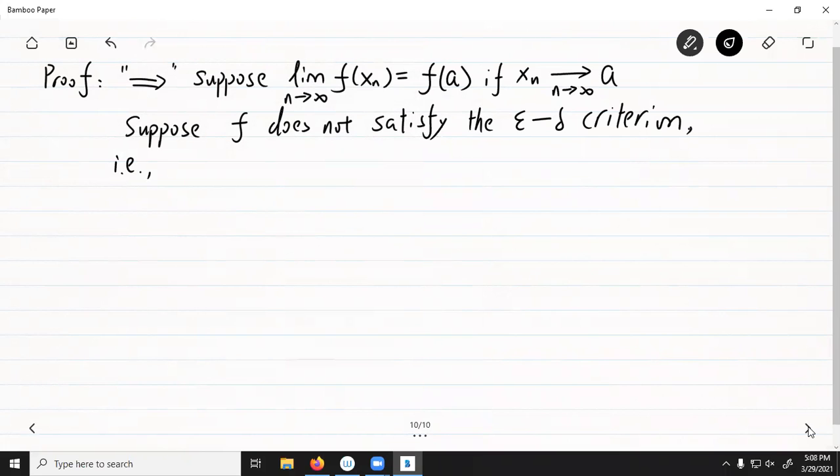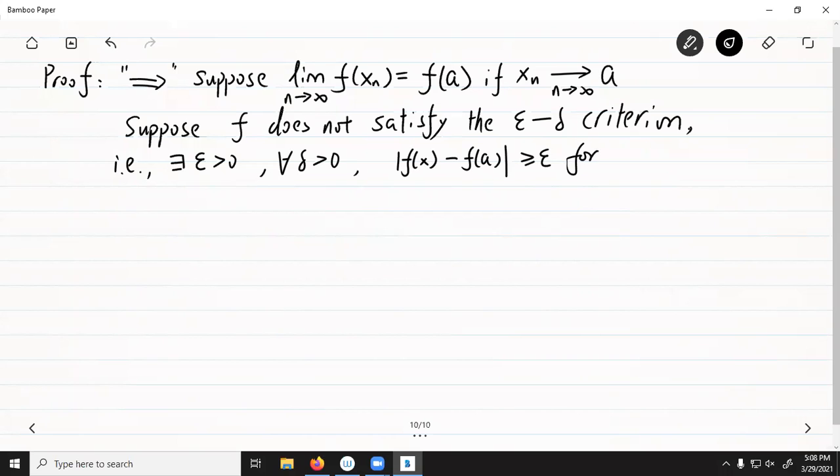That math language means there exists some epsilon, we can call it epsilon 0, which is greater than 0, such that for any delta greater than 0, |f of x minus f of a| should be greater than or equal to this epsilon, not for any x, but for some x, such that |x minus a| is less than delta.